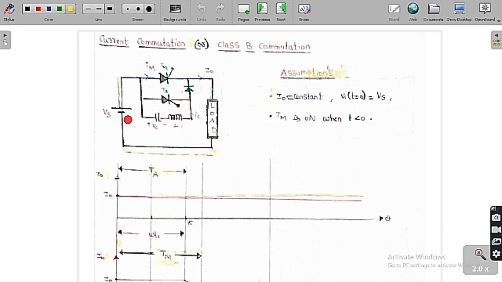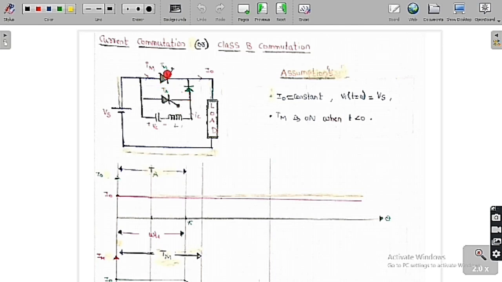Here we give a DC supply voltage of Vs, and this is the load. Here there is a thyristor. Let me assume that this is called TM, or simply the main thyristor, which we want to turn off using an external circuit. Another thyristor we keep is called the auxiliary thyristor, and this is a capacitor, this is the inductor, and this is a diode. This is the configuration of the auxiliary thyristor, capacitor, inductor and diode.